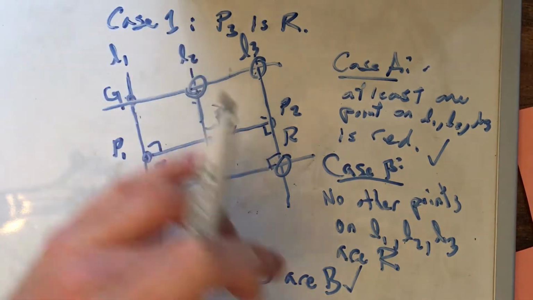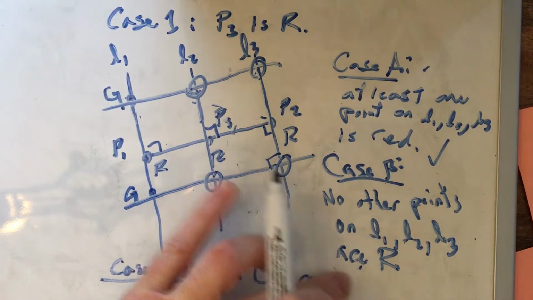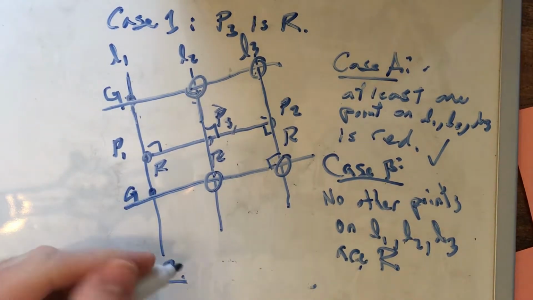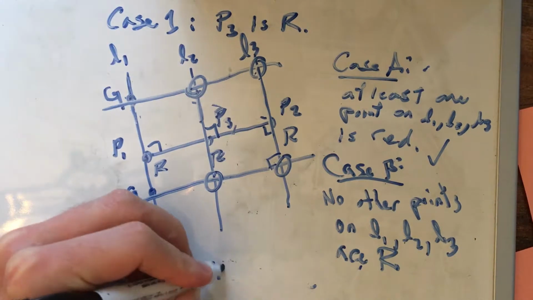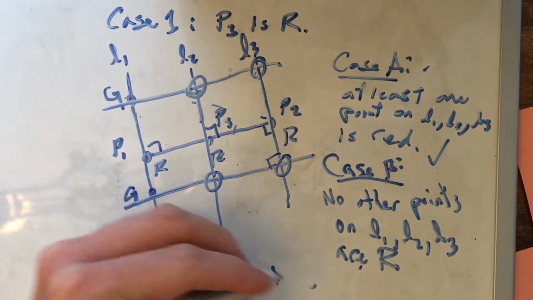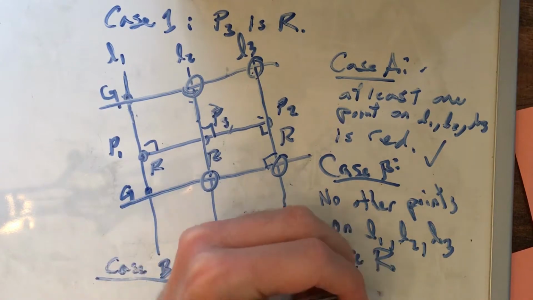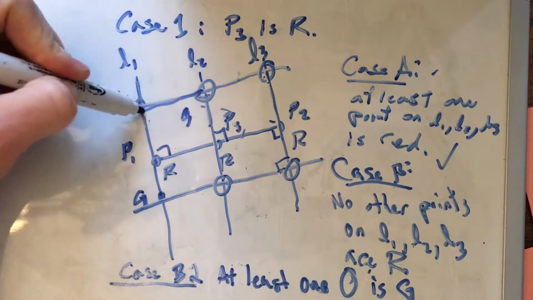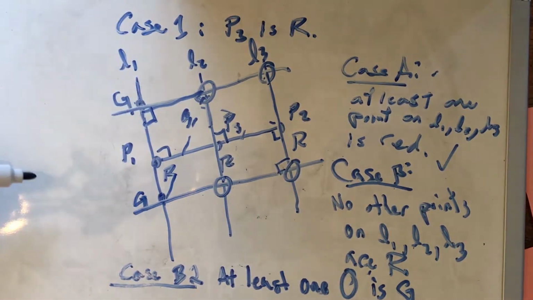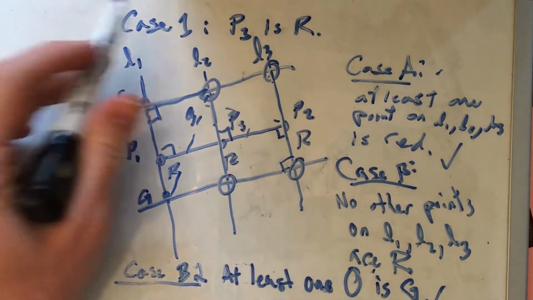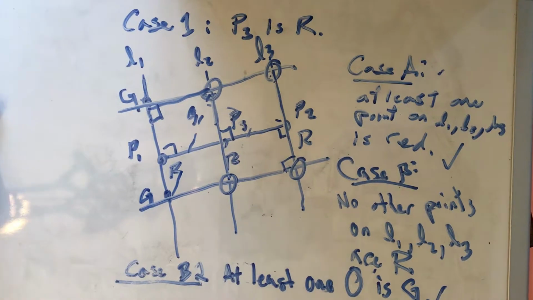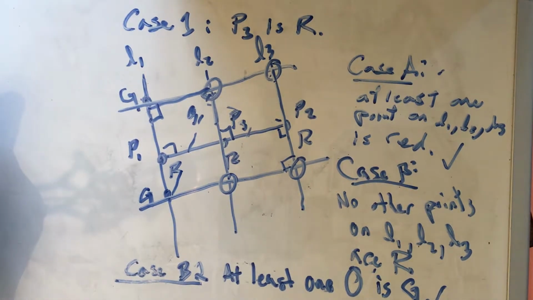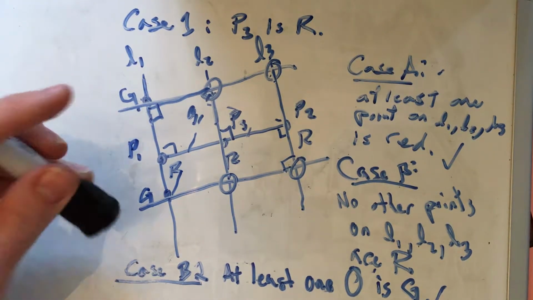Okay. So now if we have case B2, where we have at least 1 circle that is green, then if, say, this is green here, we have a right triangle as well. So we're good. And that covers case 1. So case 1 demonstrates that we must have a right triangle if case 1 happens. Okay, so now we need to go and talk about case 2.